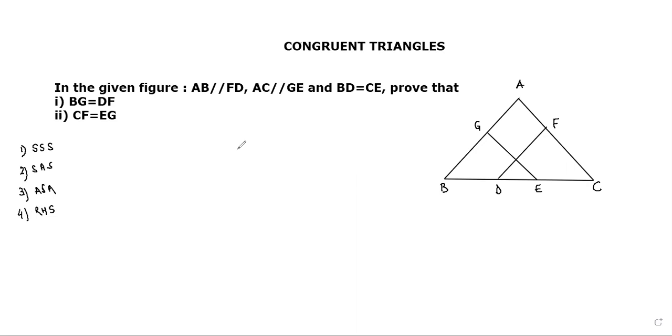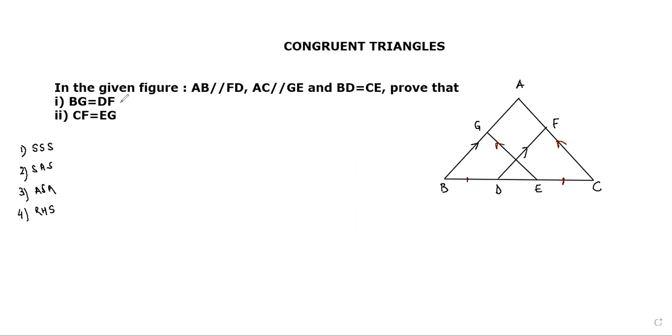It is given that AB is parallel to FD. So let me mark AB is parallel to FD. These two lines are parallel. Let me change the color. All right. And then it says that AC is parallel to GE. This line is AC and GE. These two lines are parallel. BD is equal to CF. Where is BD? This line BD and CF. These two lines are equal.